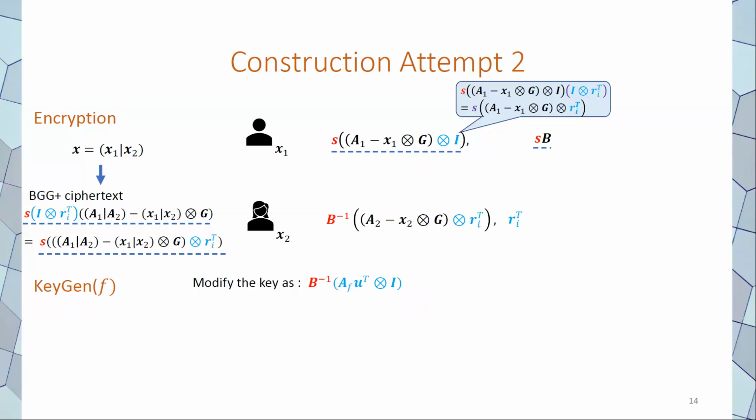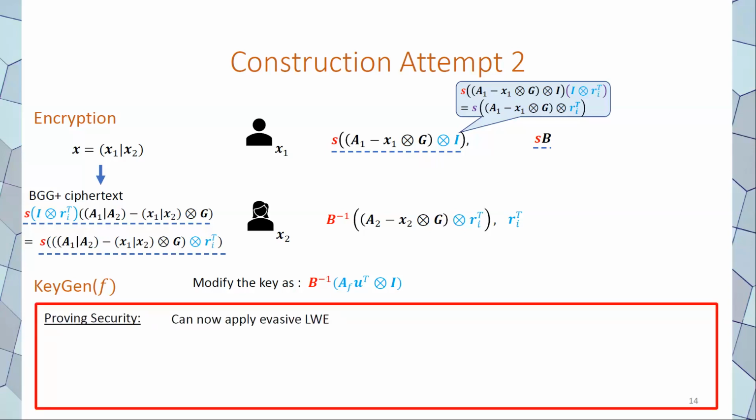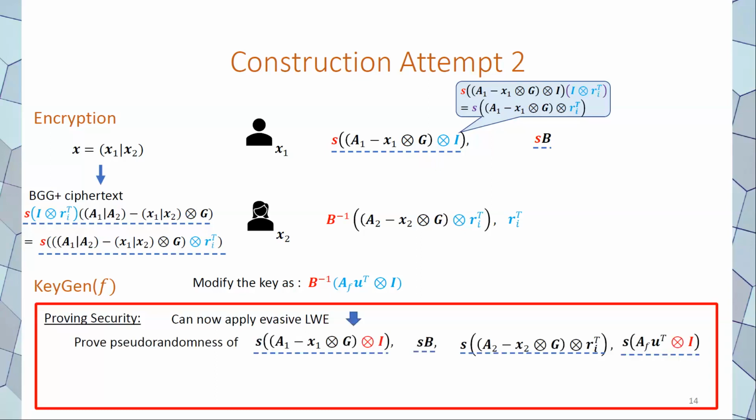So now this again brings us one step closer to the construction, but now we can apply evasive LWE. And after applying evasive LWE, basically we need to prove pseudo randomness of the following terms. Here, the first term is coming directly from user 1. SB is coming directly from here. This term comes from taking the product of SP and B inverse, and similarly, SP times B inverse gives us the next term.